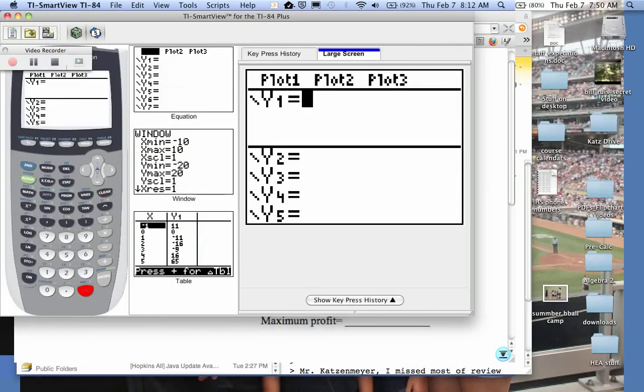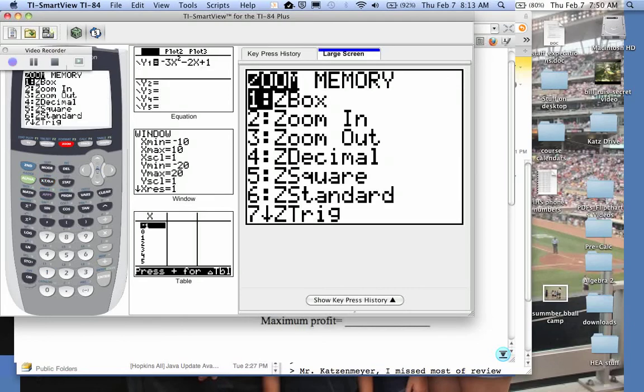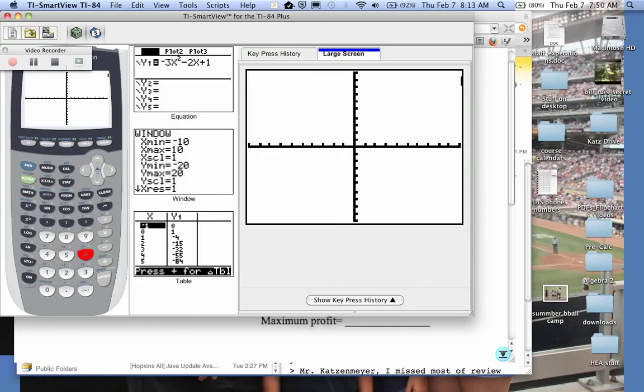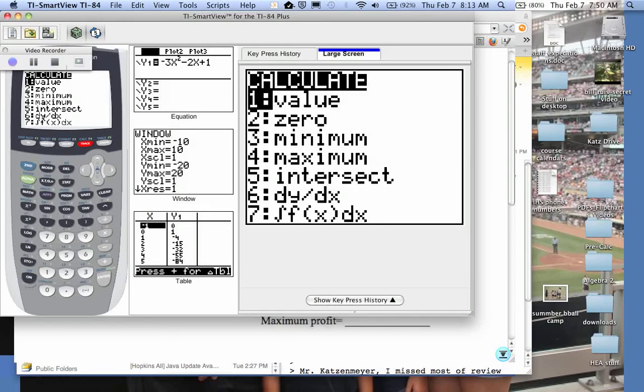Negative 3x squared minus 2x plus 1. Zoom standard. So you should have a little parabola right here. You go second trace to calculate your, in this case, maximum.